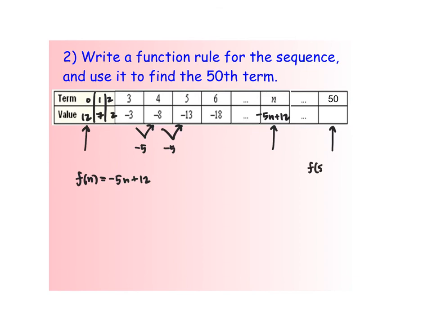Okay, now I'm going to use that to find my 50th term. So the 50th term of the sequence would be -5 times 50 plus 12. Okay, that's going to be -250 plus 12, which is -238. So my 50th term of the sequence should be -238.